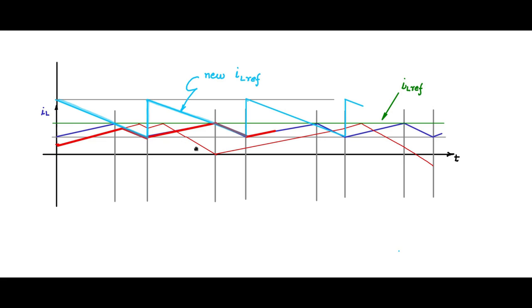We shall now see how we can generate an IL reference which is of this form. It should be in this kind of a sawtooth form, with the slope being the same as the falling slope of the inductor current. And once we generate that, then our current controlled converter is ready for performing battery charging operation with MPPT.